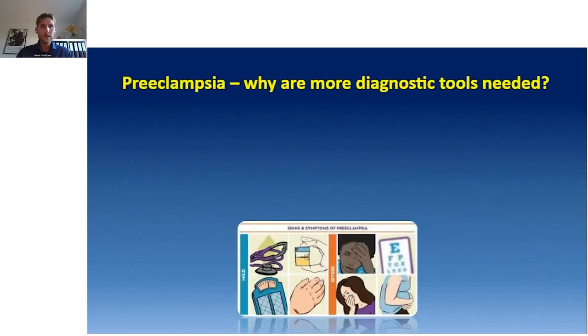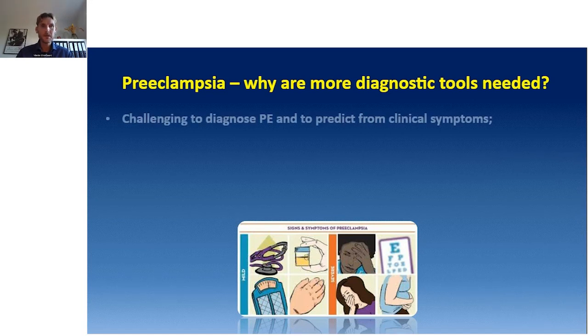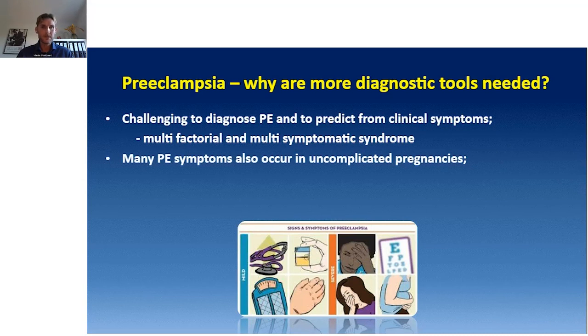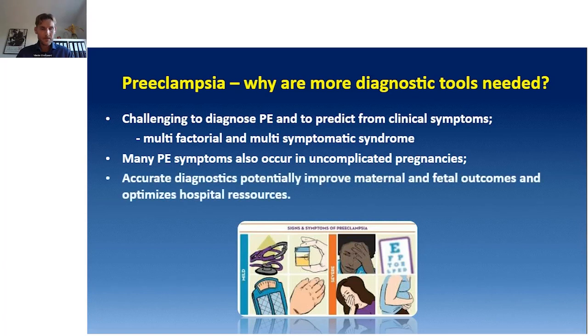So why are more diagnostic tools needed? Well, it's a challenging task to diagnose preeclampsia and to predict it from clinical symptoms alone, because preeclampsia is a multifactorial and multi-symptomatic syndrome, and many preeclampsia symptoms also occur in uncomplicated pregnancies. Accurate diagnostics potentially improve maternal and fetal outcomes and optimize hospital resources.